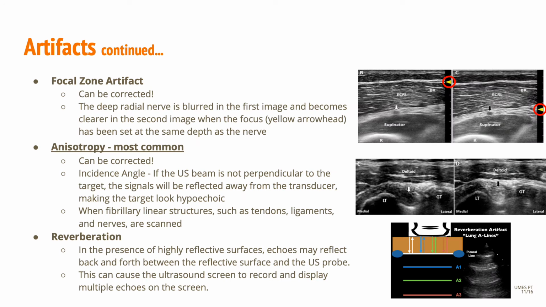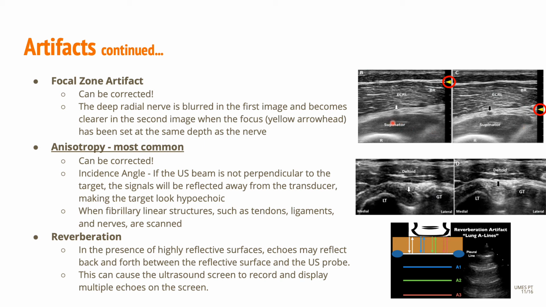These are some other artifacts that you can have. The focal zone artifact. This one can be corrected. So I'm going to show you. In this image right here, the deep radial nerve is blurred, and it becomes clearer in this image when the focus, this yellow arrowhead right here, has been set at the same depth as the nerve.